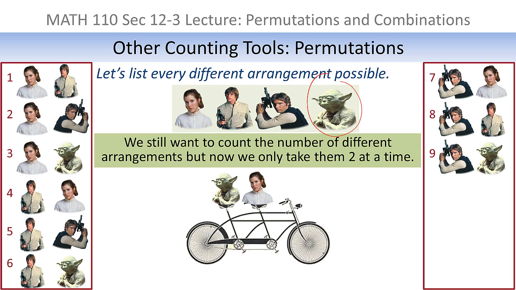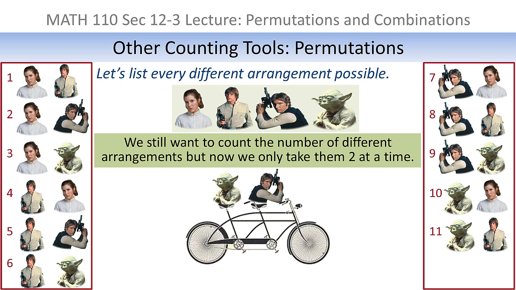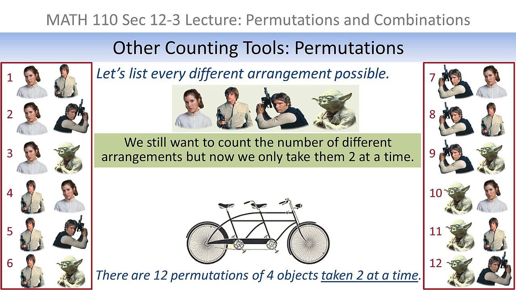Pair Yoda with Leia, that's a 10th possibility. Pair Yoda with Luke, that's an 11th possibility. And pair Yoda with Han, that's a 12th possibility. And now I'll put everybody on the back seat and I've paired them in every possible way. So there are 12 of them. There are 12 permutations of 4 objects taken 2 at a time.